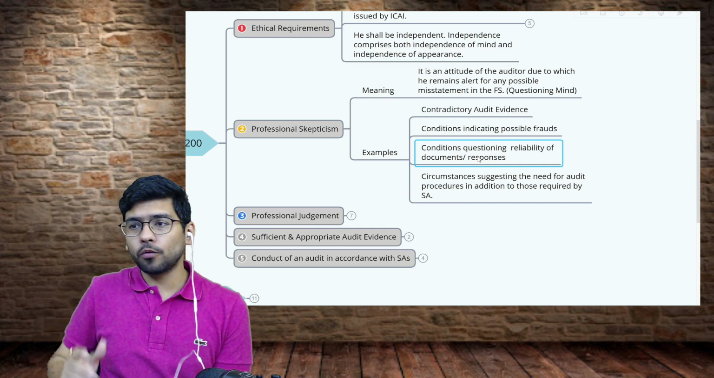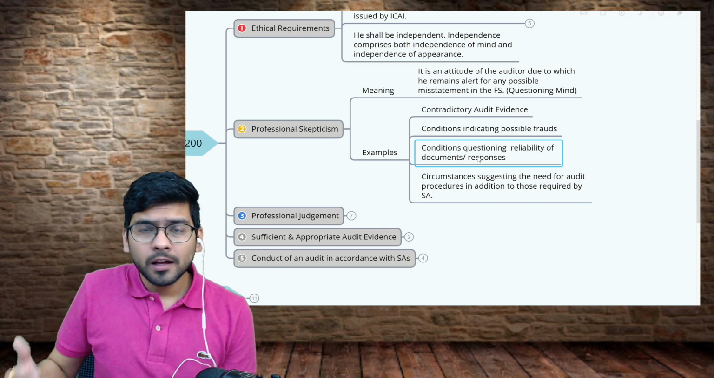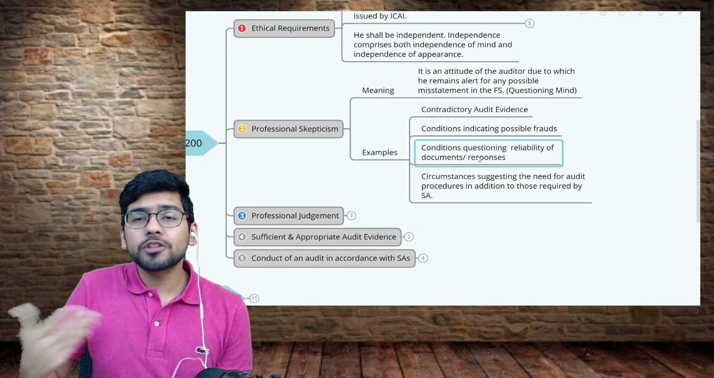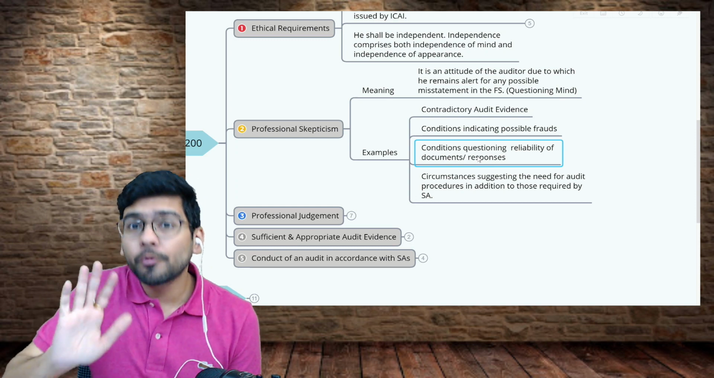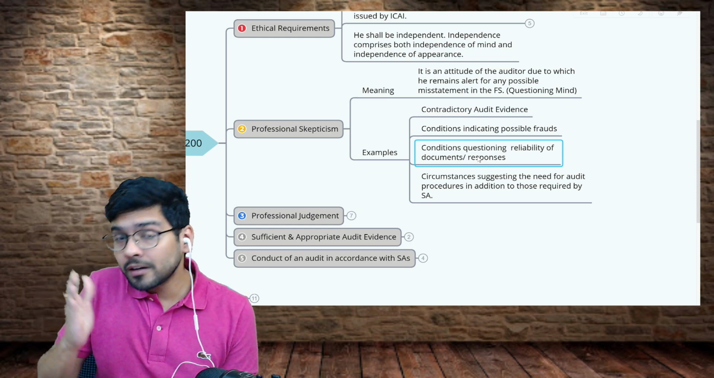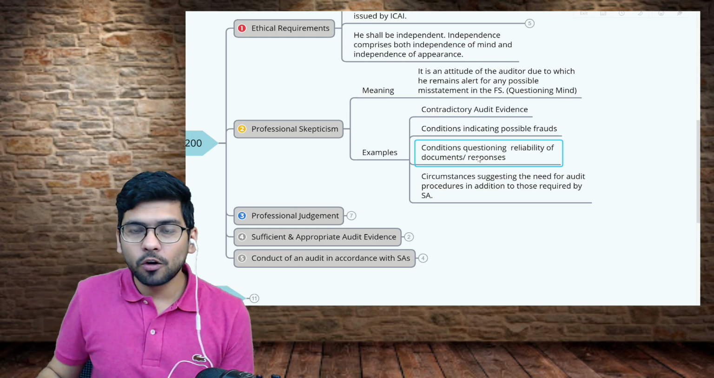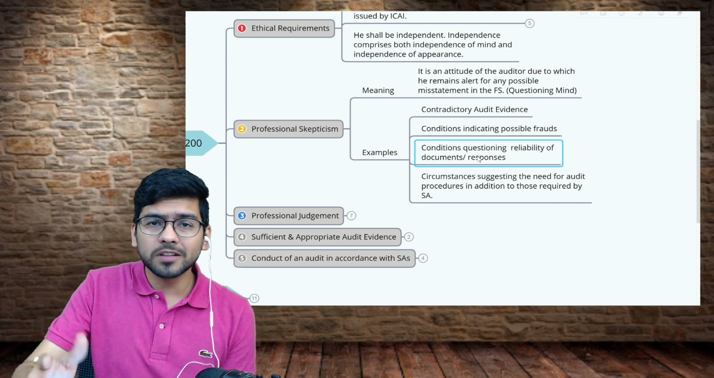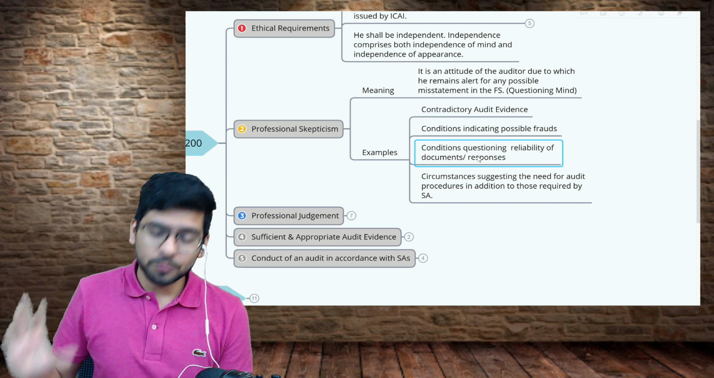So what will happen now? Despite the fact that I have asked them to produce the original document so many times, they are not producing it. Now I should be alert that yes, there might be something wrong. Why aren't they showing me the original documents? So when you have doubts on the reliability of documents and they don't produce the original ones, again the professional skepticism should be on.